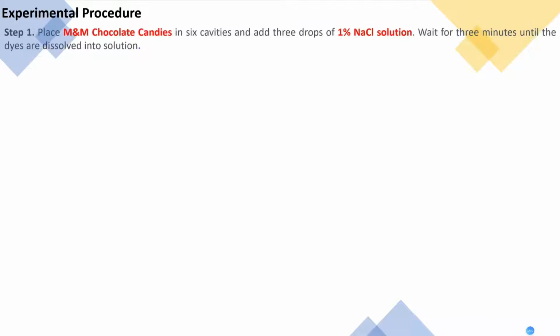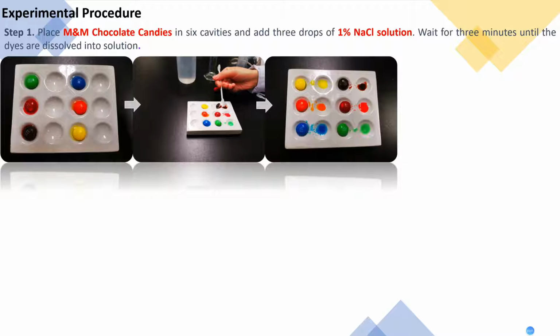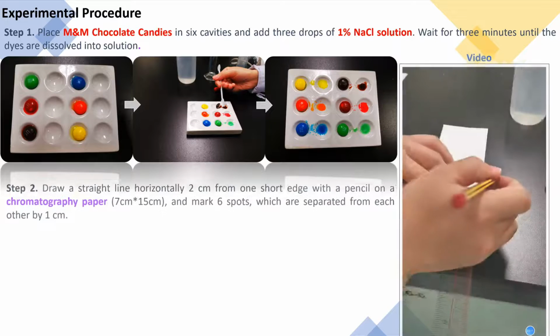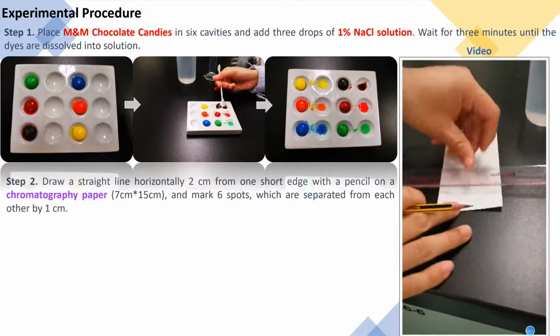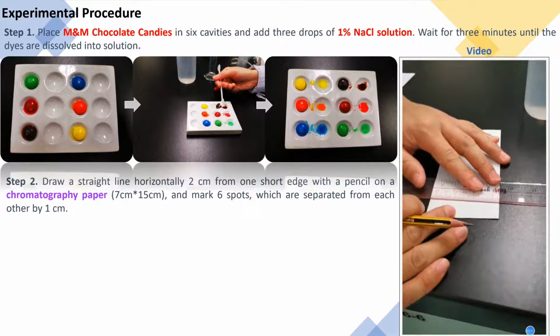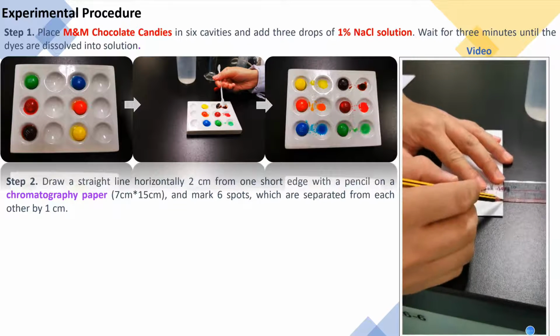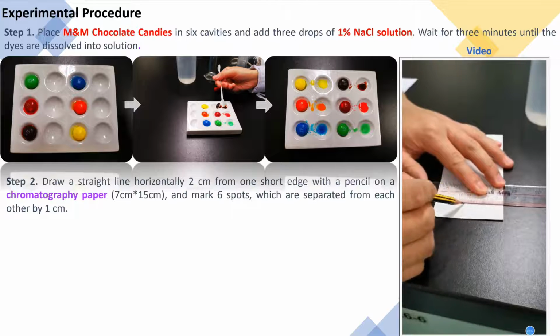In the first step, you need to place chocolate candies with different colors in 6 cavities. Then, add 3 drops of 1% sodium chloride solution into each cavity. Wait for about 3 minutes until the dyes are dissolved into the solution. If necessary, you can use a commercial hair dryer to evaporate some water to concentrate the solution.